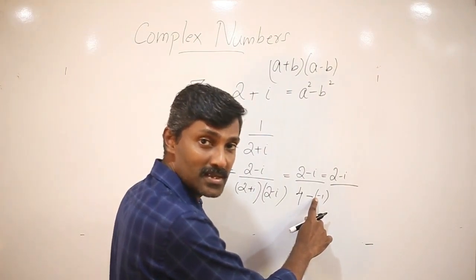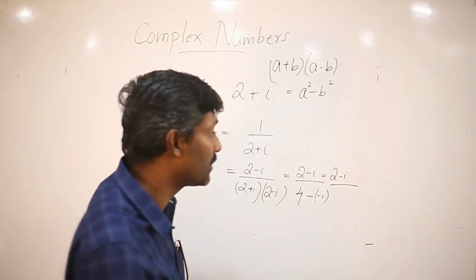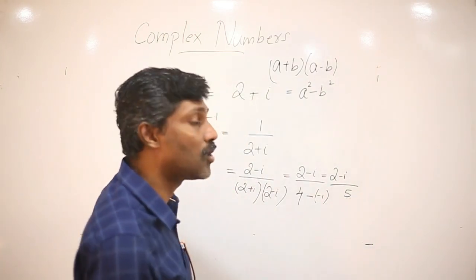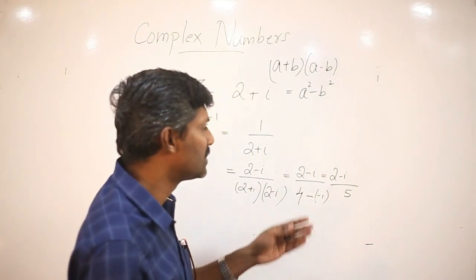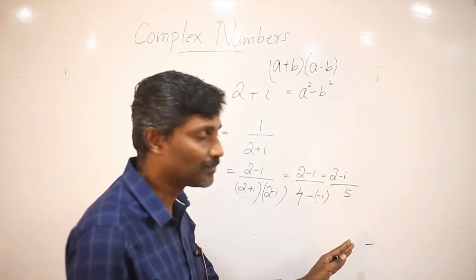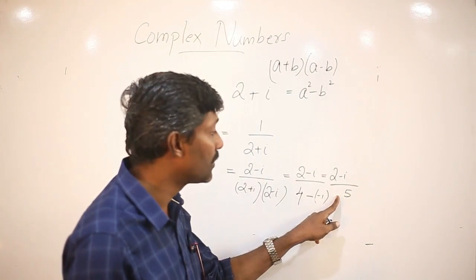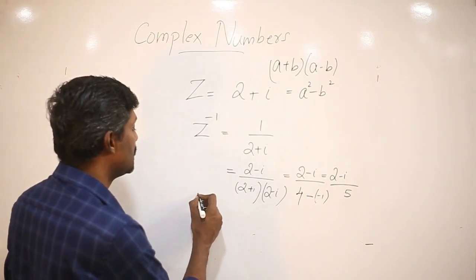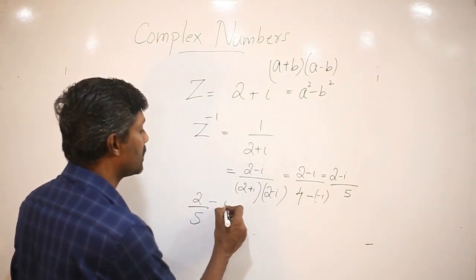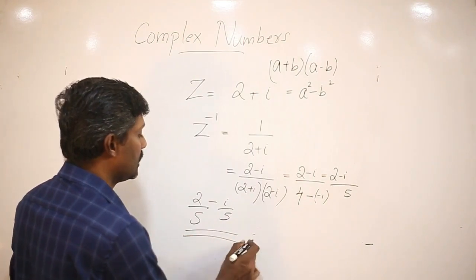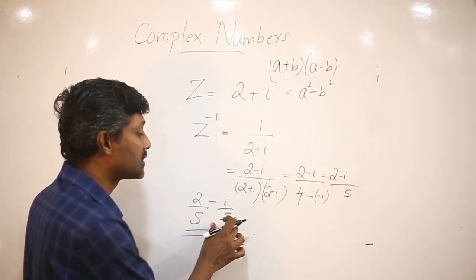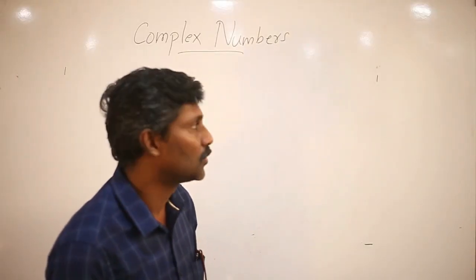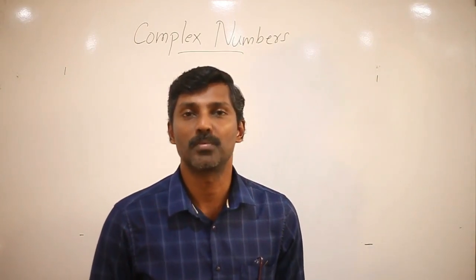this minus of minus becomes plus. So this becomes 4 plus 1, that is 5. So this is (2 minus i) by 5. Now I have to express this in the form a plus ib. Just divide separately. 2 divided by 5 and minus i divided by 5. And that will give you the final answer. So this will come as 2 divided by 5 minus i divided by 5. Now this is the real part, 2 by 5, and this is the imaginary part, which is minus 1 by 5.